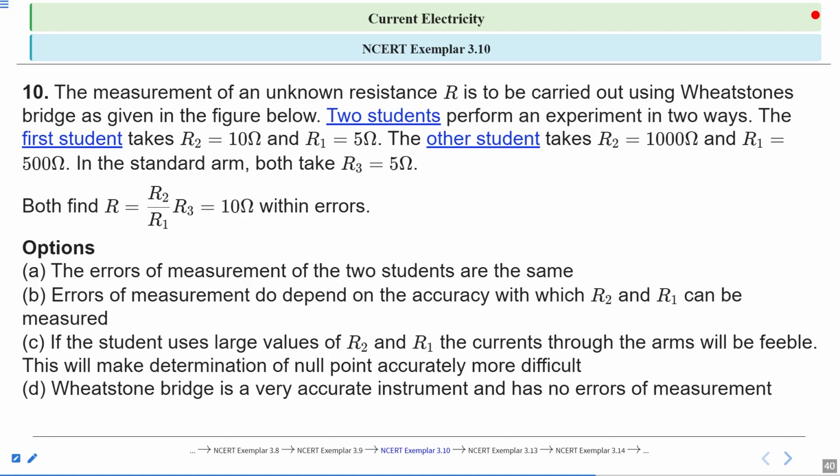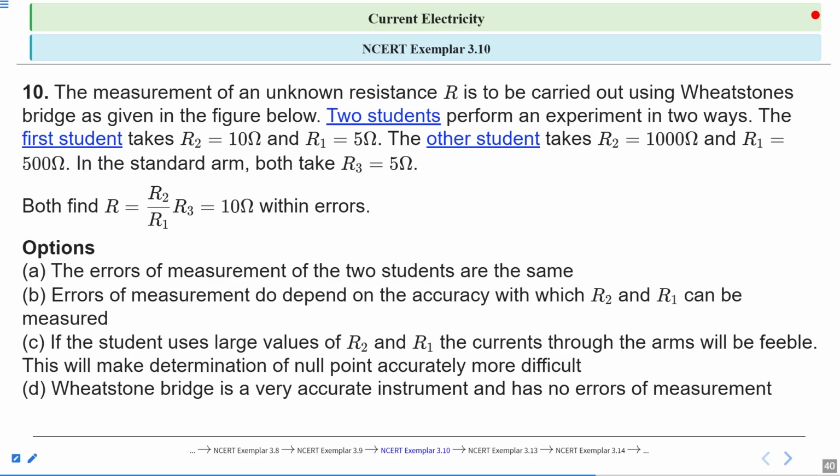Now, what are the options? Okay, so we know that in Wheatstone bridge, R1 and R2 are known resistances, R3 can be adjusted, and we have to find R4, or in this question, it is written as R. So R can be found by R2 by R1 into R3. So they found R equal to 10 ohm with errors.